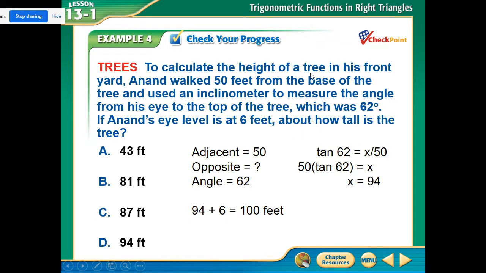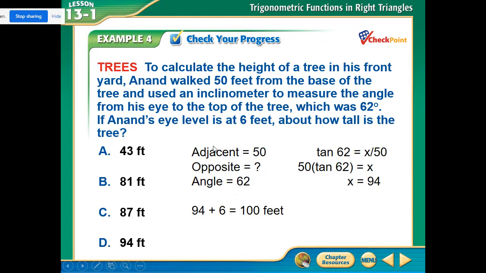All right, height of a tree. I think you did this last year with Miss O'Day. Walk 50 feet from the base and use your protractor to measure the angle. It was 62 degrees, so the angle is 62. And the height would be opposite. The adjacent would be the 50. If you need to draw a little diagram, feel free to do so if that helps.